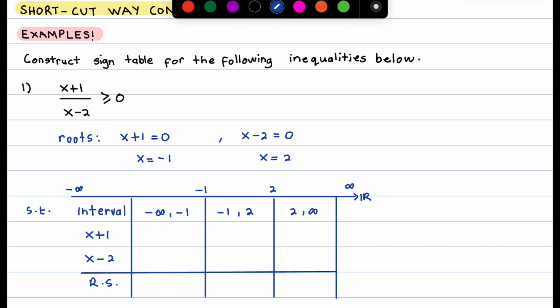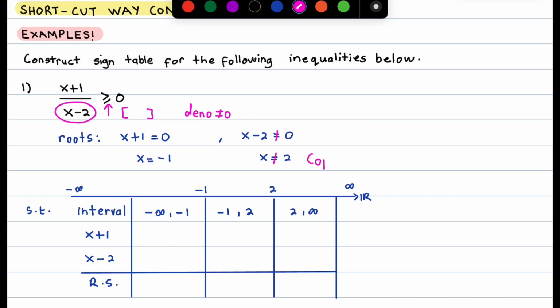Now some of you asked me how to put the bracket. So let's see how we put the bracket. First, let's look at the sign that is given to you. So this one is greater than or equal to. Whenever you have the equal sign, basically it's going to be a closed bracket. But remember that you have a rational function over here. For a rational function, your denominator cannot be equal to 0, such that x minus 2 cannot be equal to 0. So x cannot be equal to 2.